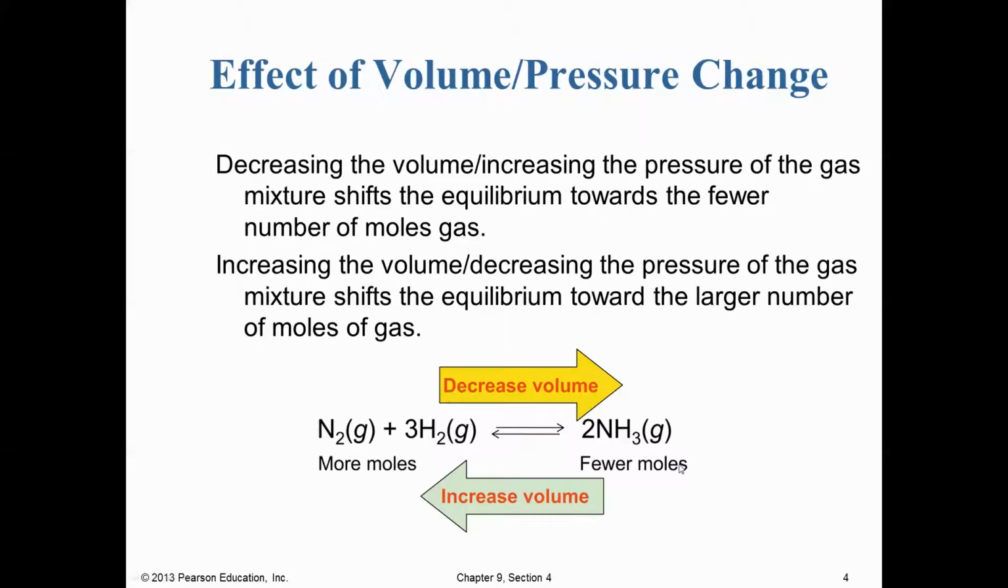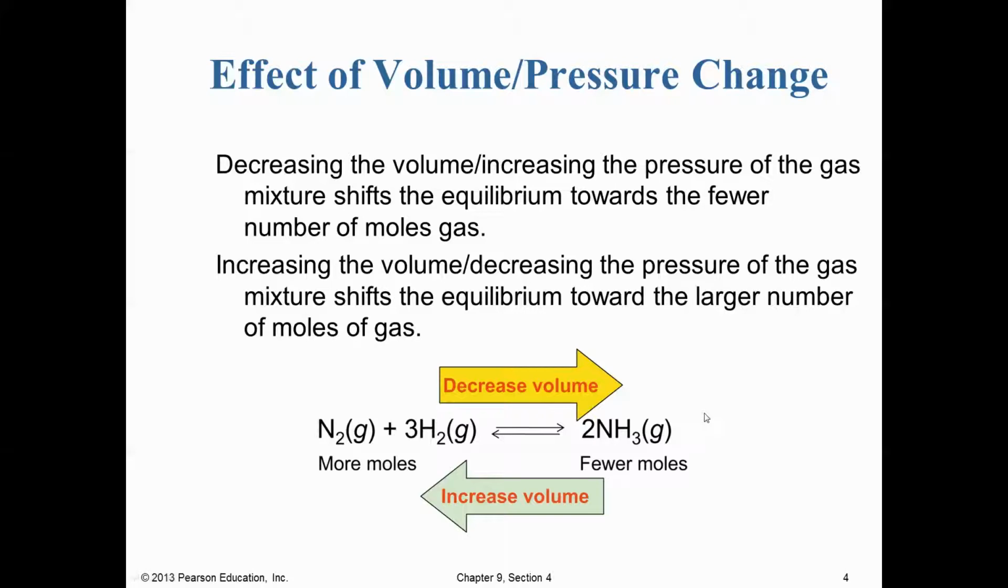So let's talk about what happens when we change our volume and or our pressure. This comes into play if we have a differing number of moles of gas on either side of our equation. If we decrease our volume or increase our pressure, in other words, if we compress our reaction, we will always shift to the side with fewer moles of gas. In the example given, that just happens to be the right side. It won't always be the right side, but in this case it is.